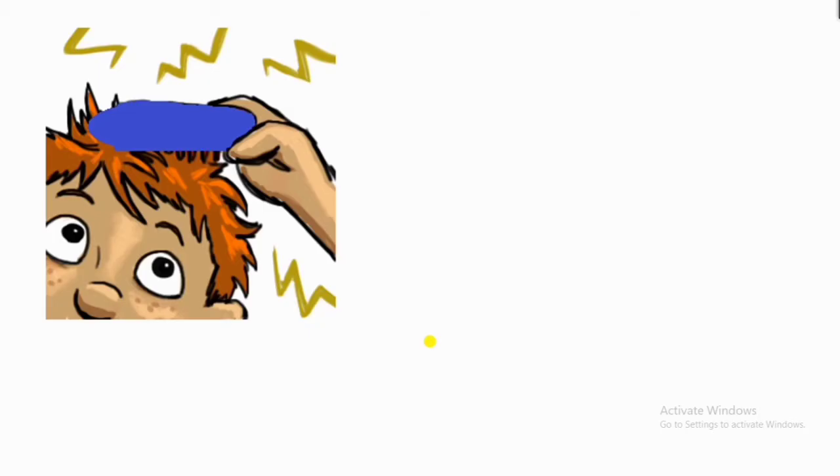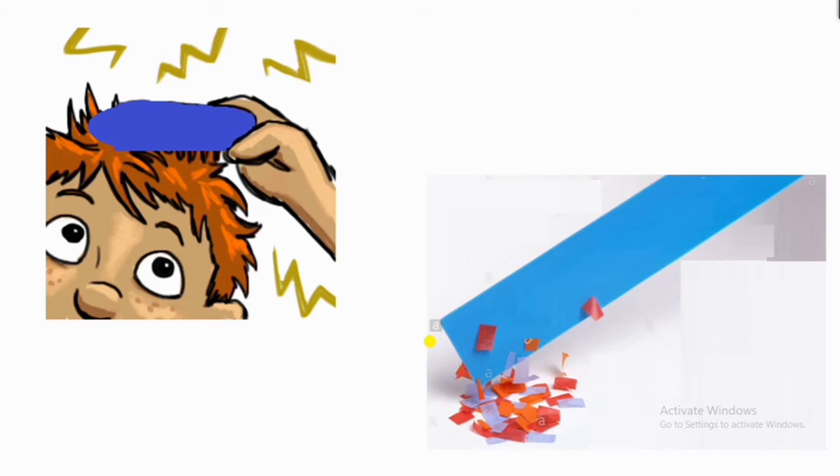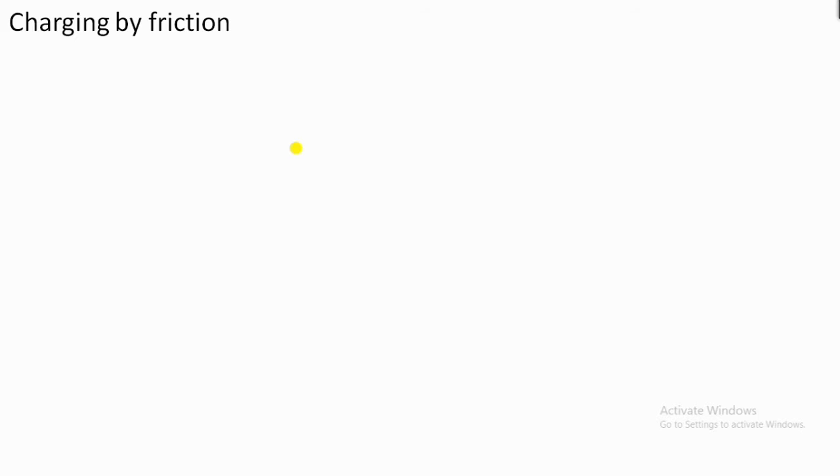You might have observed that when we rub a scale on our head, the scale starts attracting pieces of paper, and this happens because the scale gets charged and a charged object attracts pieces of paper. In this process we have charged the scale by friction. So let's understand charging by friction.